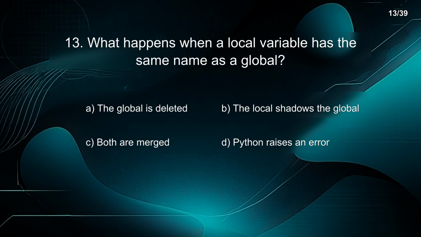13th question. What happens when a local variable has the same name as a global? A. The global is deleted. B. The local shadows the global. C. Both are merged. D. Python raises an error. Correct answer is B. The local shadows the global.